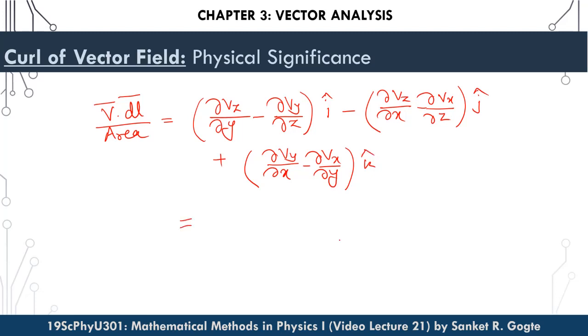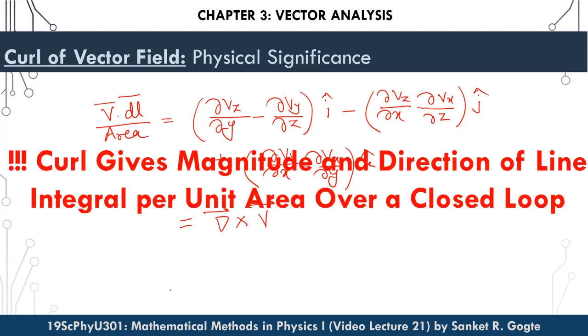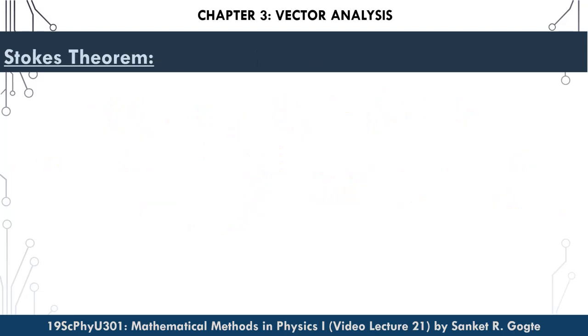Now if you compare this with the definition of the curl of a vector field, it is basically del cross v, curl of the vector field at the given point, and therefore the physical significance of the curl is this: it gives us magnitude and direction of line integration per unit area over the closed loop. Now let's move on to the next important topic of this lecture, Stokes theorem.